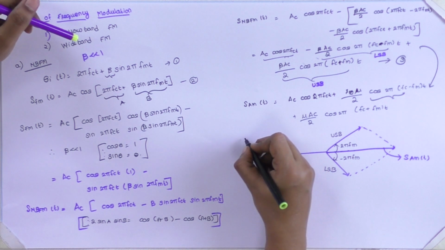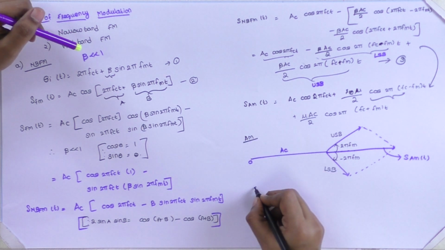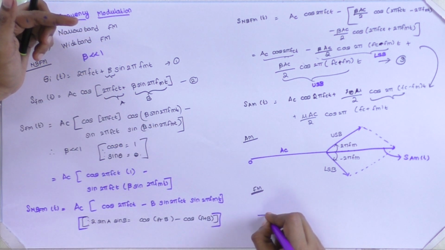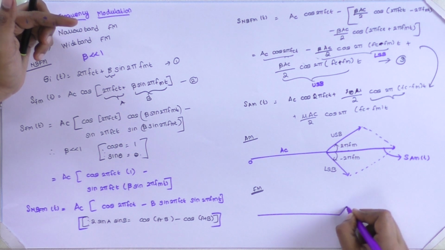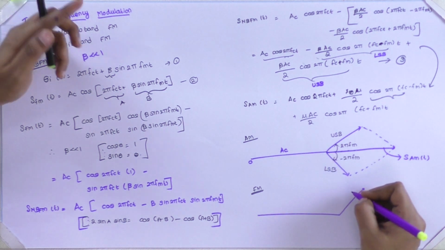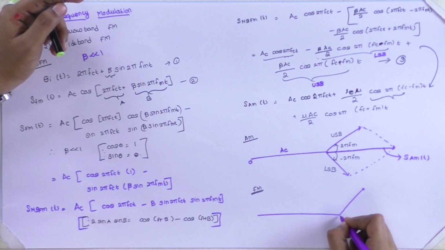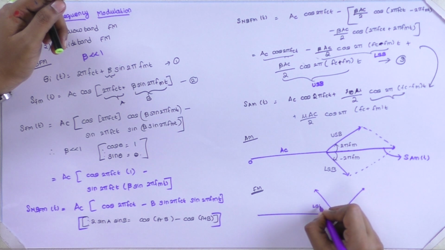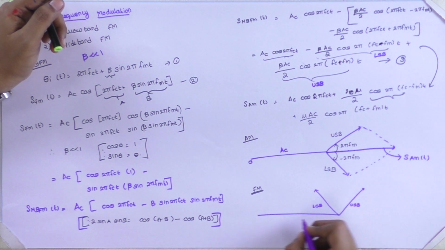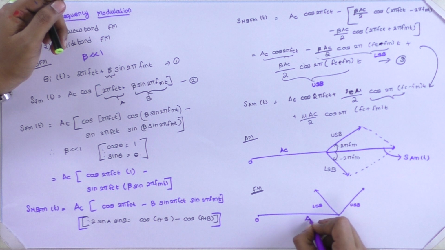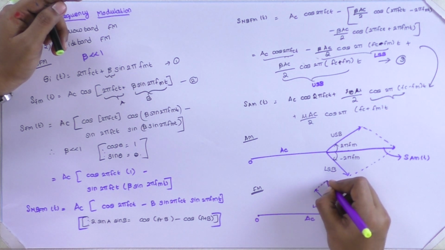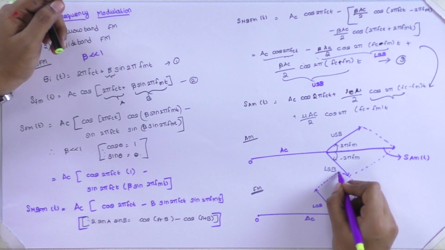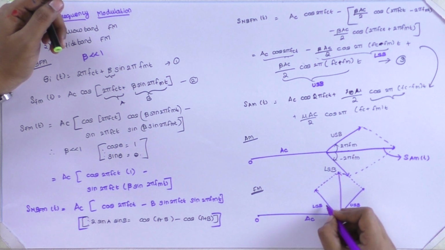Now the phasor representation for FM. So we have a carrier signal and this is our USB. We don't have any change over here. This LSB is reversed here. Therefore, instead of plotting it here, we are going to plot it here. So this is our LSB and this is our USB part. This is 0, this is our carrier. Therefore, the resultant is this, the vector addition of LSB and USB.